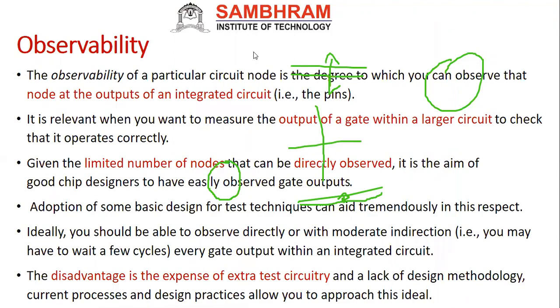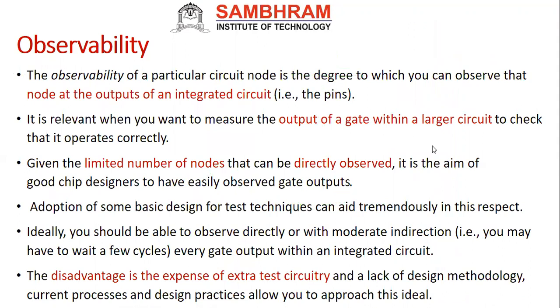Now in manufacturing, two terms are very important: one is observability, another is controllability. Because we need to observe the output for each and every node of the blocks. At the same time, controllability means that when you go for testing, you need to control the input of each and every block, and that should be observed on the output side.